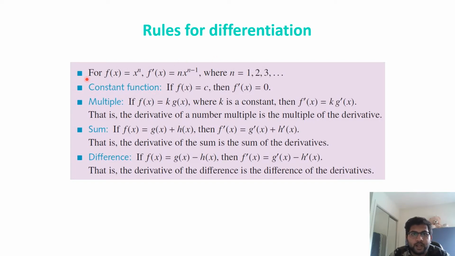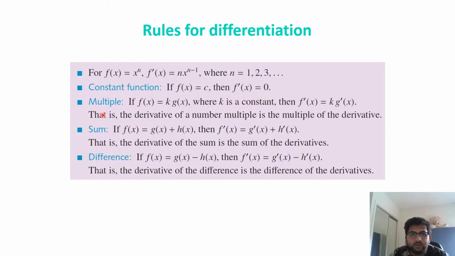For f(x) equals x^n, if you are given a function in this form, the differentiation of that function is: you take the power to the front and subtract 1 from the power. Okay, so that's the first rule. And the constant function: the differentiation of a constant is always 0. I talked about this in my last video.